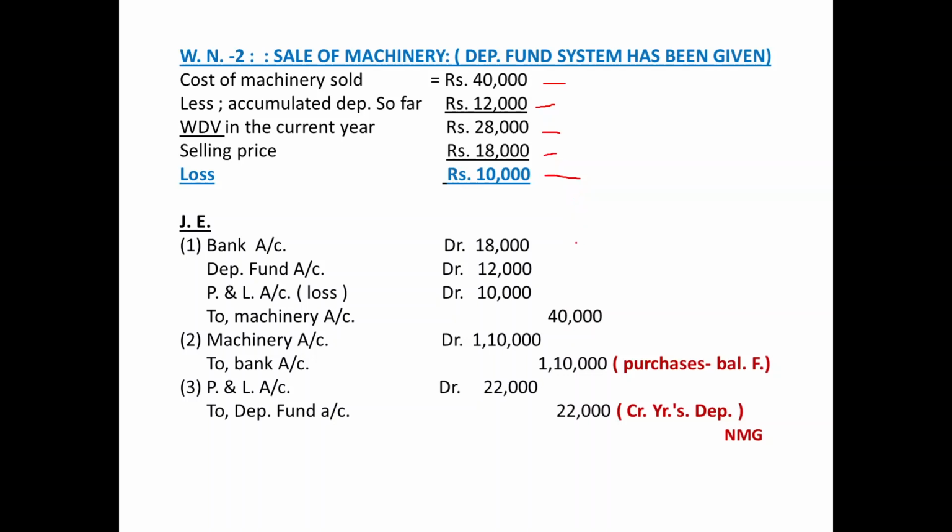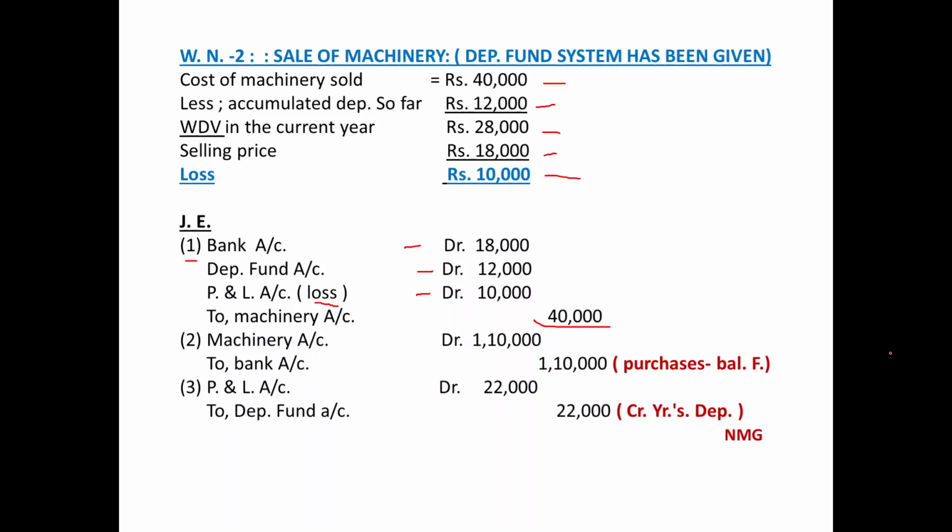Let us record this transaction by passing the journal entry. First, bank account debited 18,000. Transfer of depreciation from the depreciation fund account to the machinery account, so depreciation fund account debited rupees 12,000. Profit and loss account debited, loss 10,000. To machinery account credited its original cost price rupees 40,000.